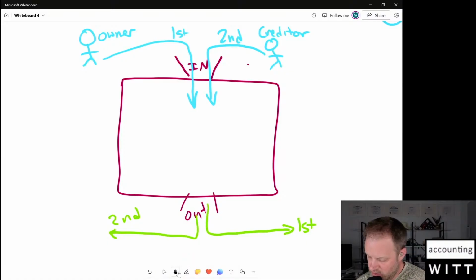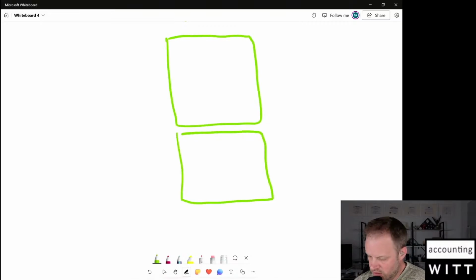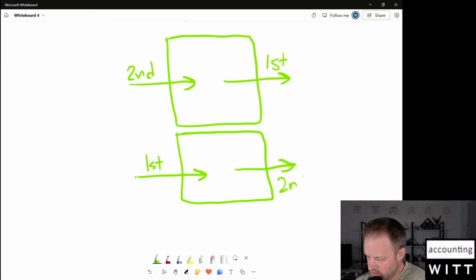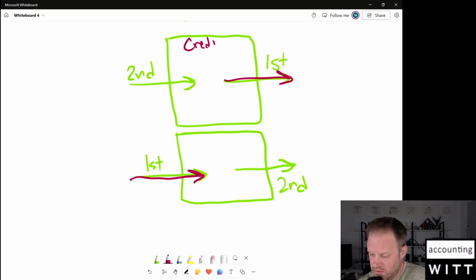Okay. I want some picture like this, but I want it to be turned on its side. So it comes in here first. It comes in here second. That comes out of here first and out of here second. First. So this is the creditor, owner.